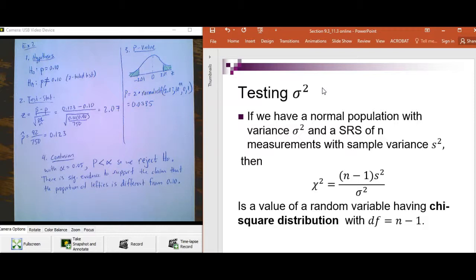We have a normal population with variance sigma squared and a simple random sample of n measurements. Then the sample variance s squared. Then we have this test statistic here. So there's a new variable, called the chi-square variable. We calculate the test statistic using this little formula: n minus 1 times the sample standard deviation squared over the population variance. Again, this is coming from a new distribution called the chi-square distribution. This one also uses degrees of freedom, and they are the same as our t distribution, n minus 1.